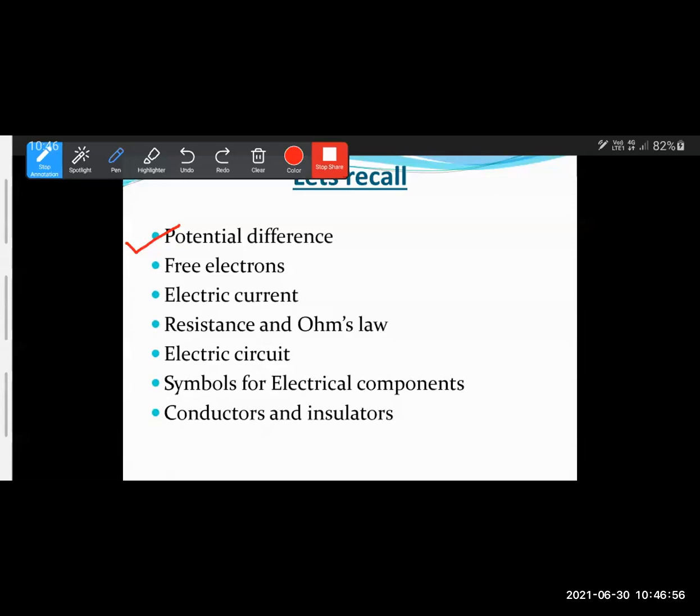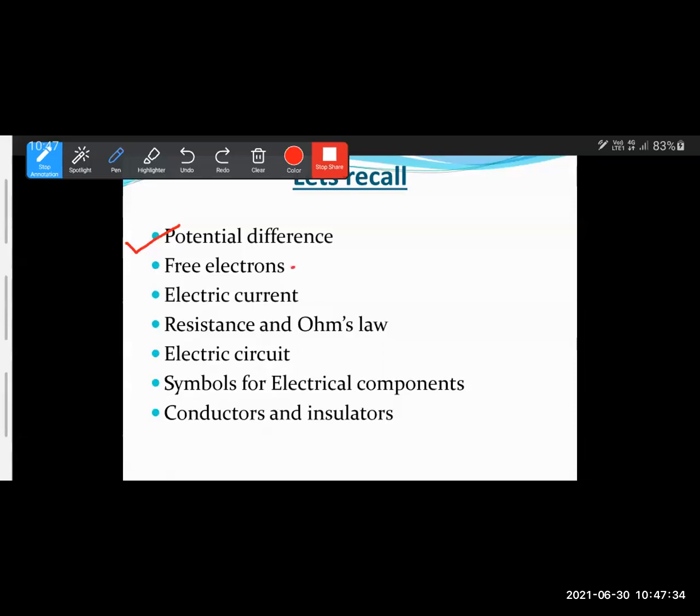Then the next concept that we saw was the concept of free electrons. In a metal, the outermost electrons in the atom are very loosely held. When a potential difference is applied across any metal, those electrons will flow under the potential difference. Now you need to remember electrons are negatively charged, so electrons will always flow from the negative terminal to the positive terminal. That is called an electronic current. But your normal current flows from the positive terminal to the negative terminal, right?